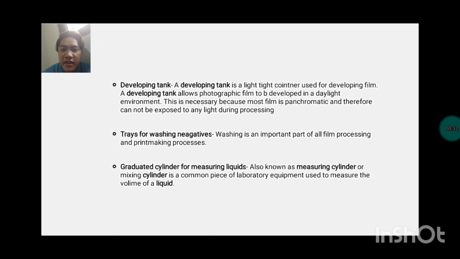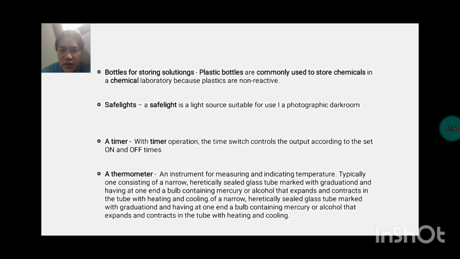Trays for washing negatives. Washing is an important part of film processing and printmaking processes. Graduated cylinder for measuring liquids, also known as a measuring cylinder, is a common piece of laboratory equipment used to measure the volume of a liquid. Bottles for storing solutions. Plastic bottles are commonly used to store chemicals in chemical laboratories because plastic is non-reactive.